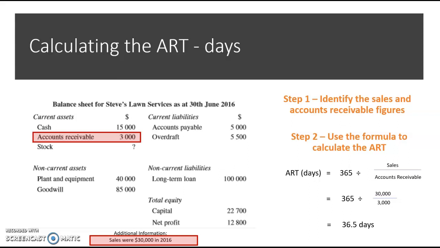However, we don't talk about days in terms of decimal points or percentages of days, so we must always round up to the whole day, giving us 37 days.